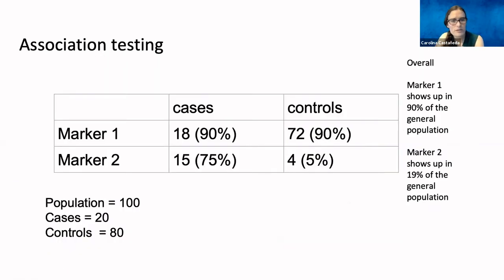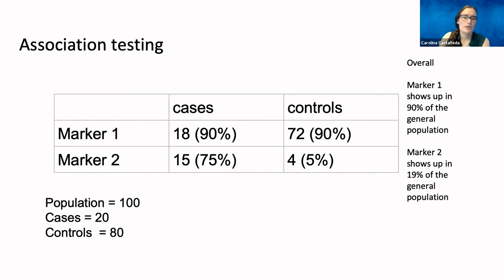I like to give this example because it's pretty obvious. We usually won't find this commonly. This is a very highly common marker that I'm using here in the example. And this is not what we usually find in reality, but I made it like this just for educational purposes. So let's say you have two markers, marker 1 and marker 2, in a population that's composed of 100 individuals, that is, you have 20 cases and 80 controls, for example.